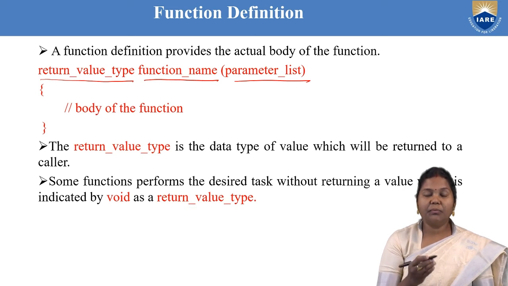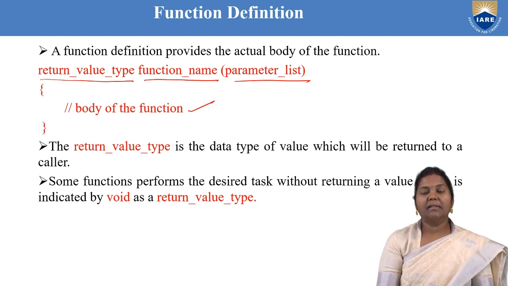Along with that, you have to write down the logic by writing a number of statements, whatever type of task you want to do. That is called the body of the function. And the last statement of any function is the return statement, whether it is implicitly done or explicitly written. But after execution of the function, the control automatically goes to the caller.